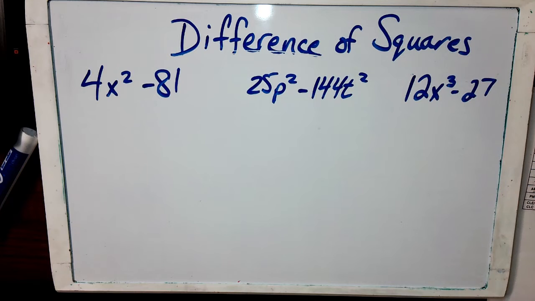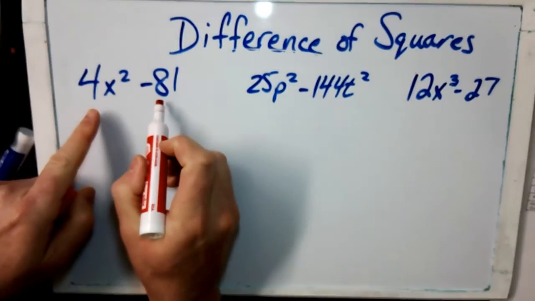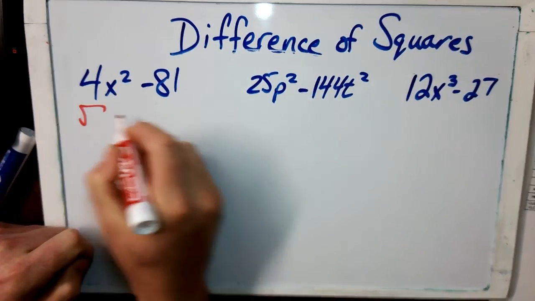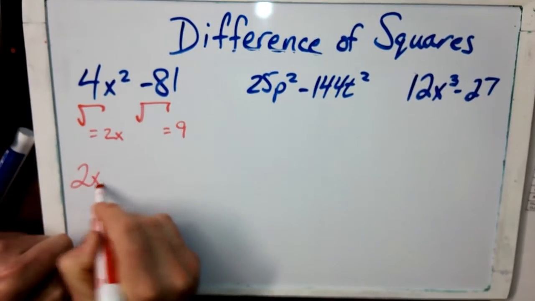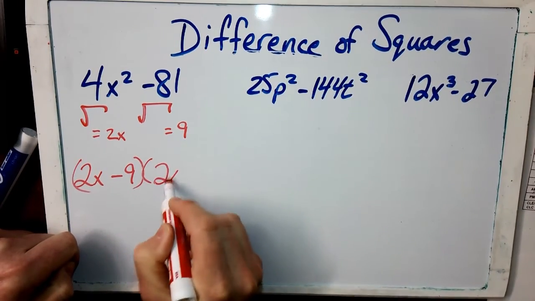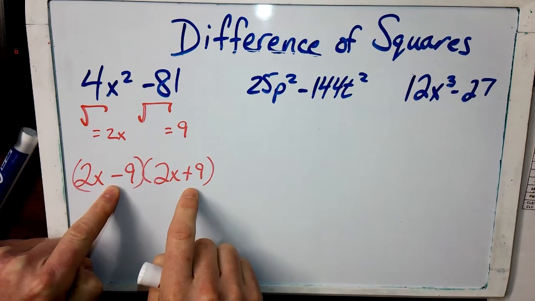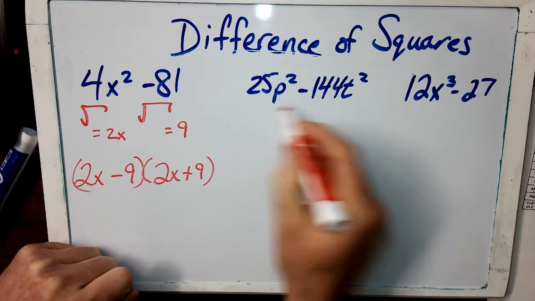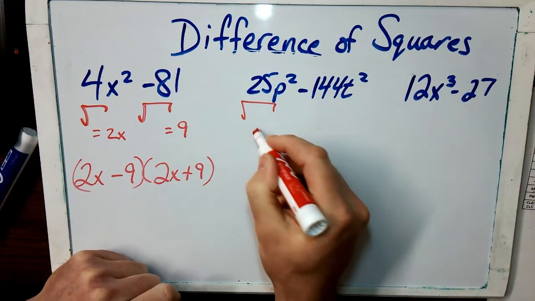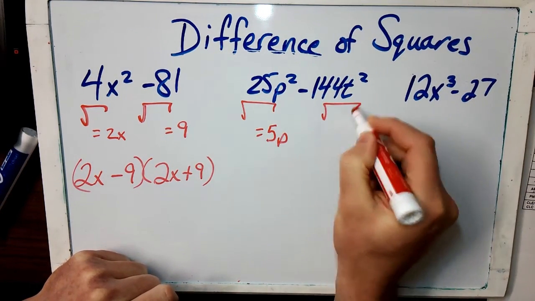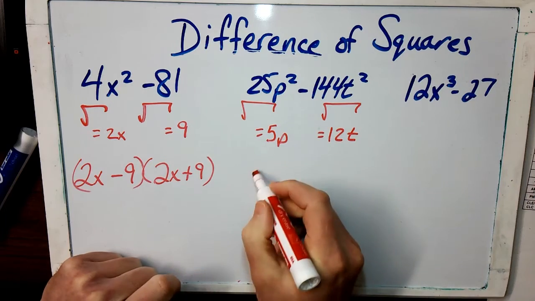So let's do some examples. I'll show one and then pause the video, try the next two on your own. So, perfect squares, everything works, binomial. So whatever you get from there is repeated in both binomials, one minus, one plus sign. It doesn't matter the order. Binomial. Variables are even exponents, perfect squares. It works. (5p) and 12t will be repeated.